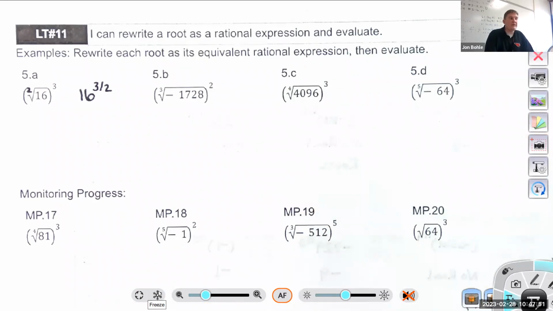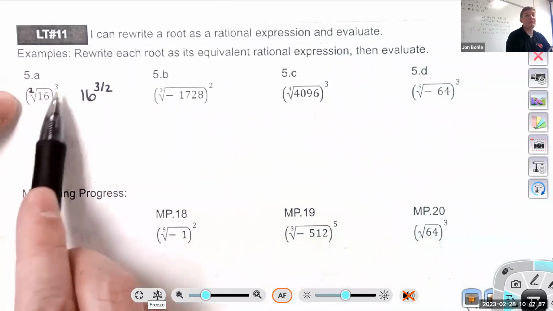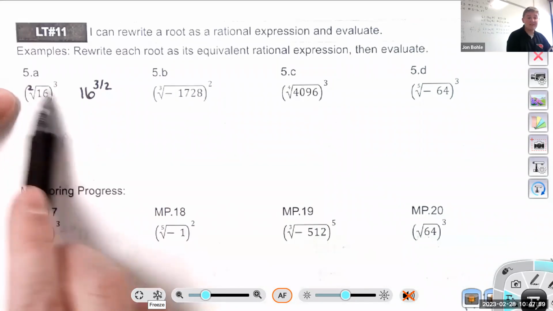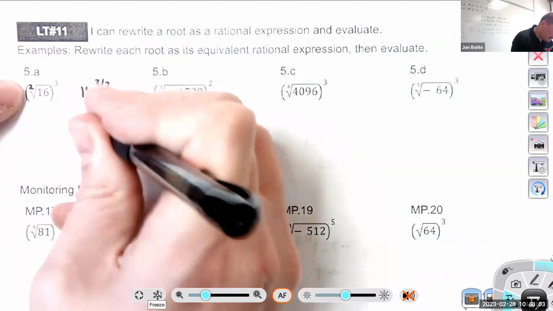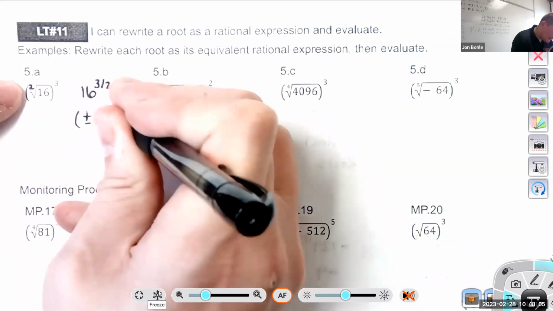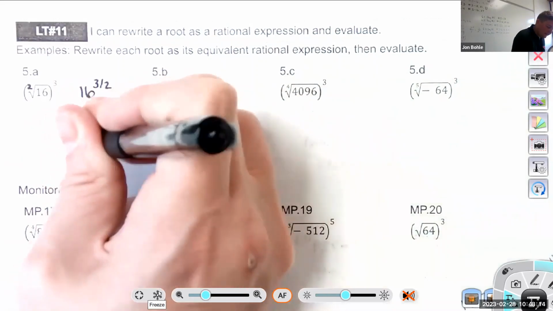Okay, so that's 2 out of 4 points. The remaining 2 though is just telling me what this is equal to, and for the most part, I think this is easier. Square root of 16, positive and negative 2. Positive and negative 2 to the third power, positive and negative 8.